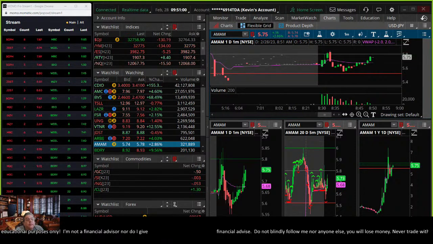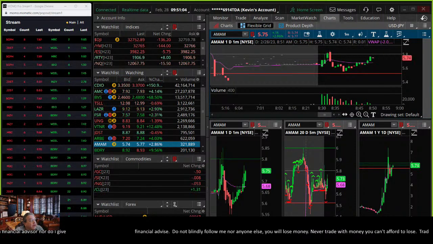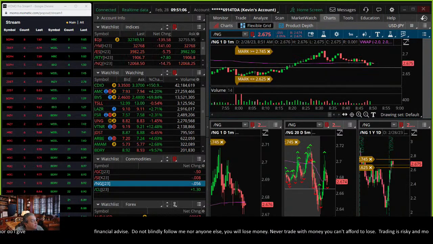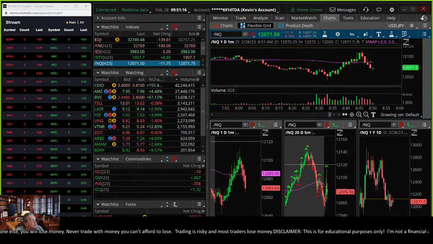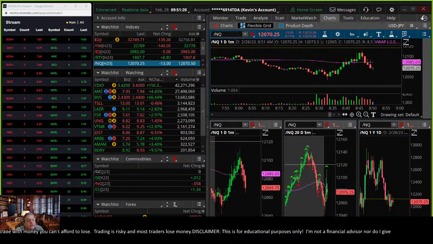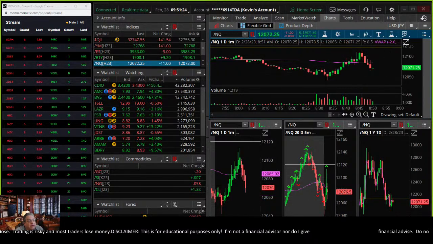All right, still looking to buy the mini NASDAQ. We are still long natural gas. 27.45 is going to be my target on natural gas. Mini NASDAQ, like to see it come up to 120. Nothing there yet.